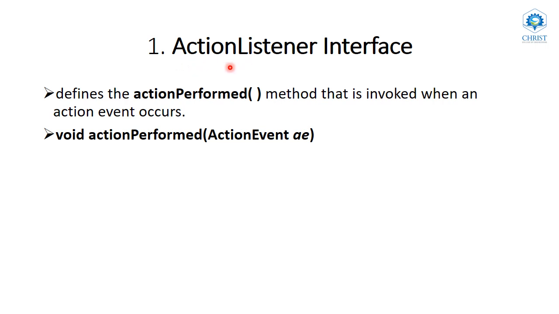The first letter must be capital, and if the name consists of more than one word, then the first letter of all words must be capital. Okay. So this listener interface consists of one method, and that method name is actionPerformed. This method is actually a built-in method. It's not a method written by us. So this method name must be the same. This is the method name that we have to use.